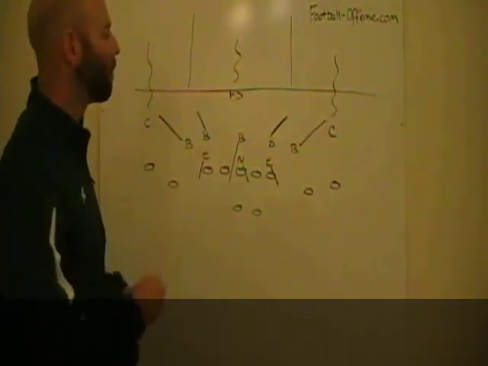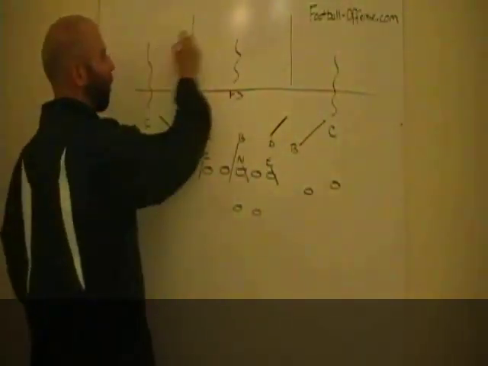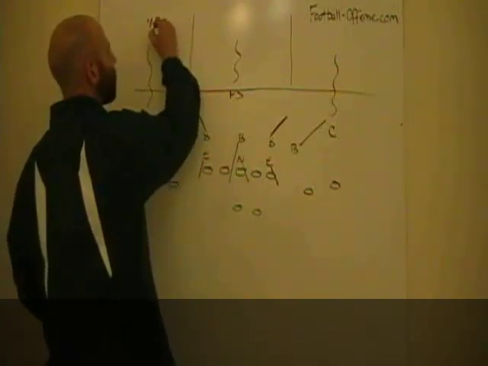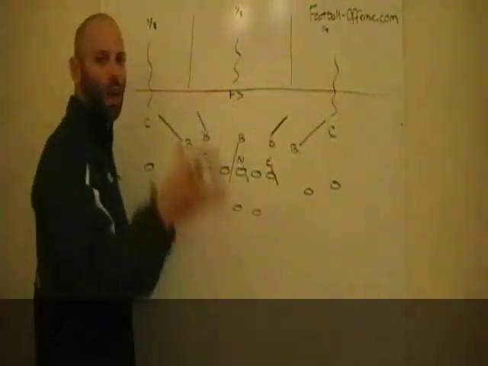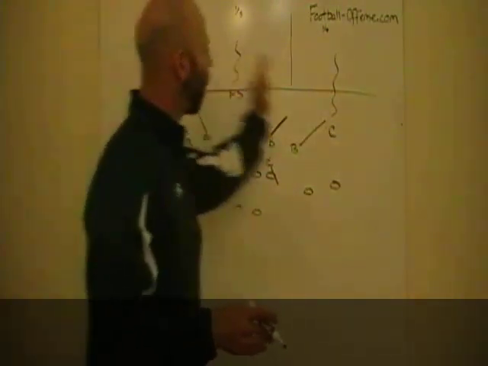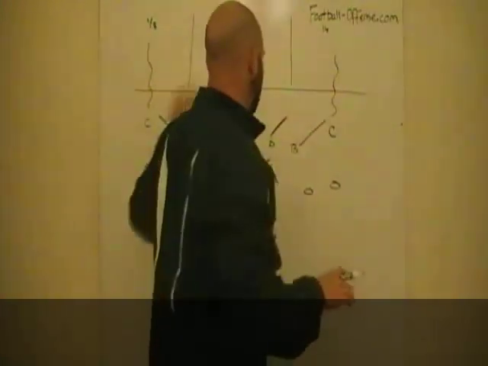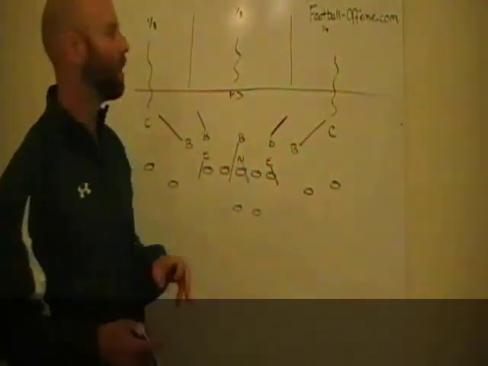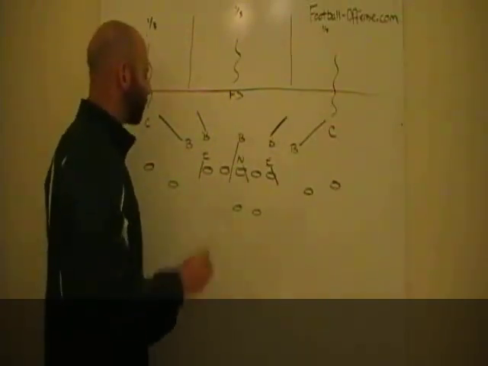With the cover 3, first of all, you've got 3 deep zones. Usually the corners and the free safety will handle those deep thirds. And their job is to let nothing get behind them. So they're going to be soft in these 3 deep zones. They're going to be much softer in those 3 deep zones than in some other coverages. So these 3 guys are getting out, getting back, letting nothing get behind them.